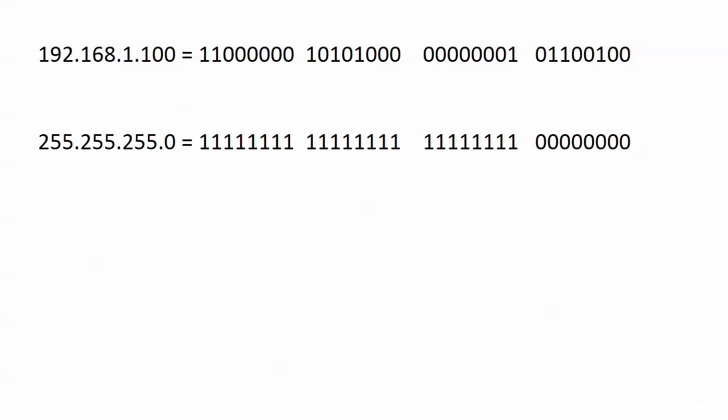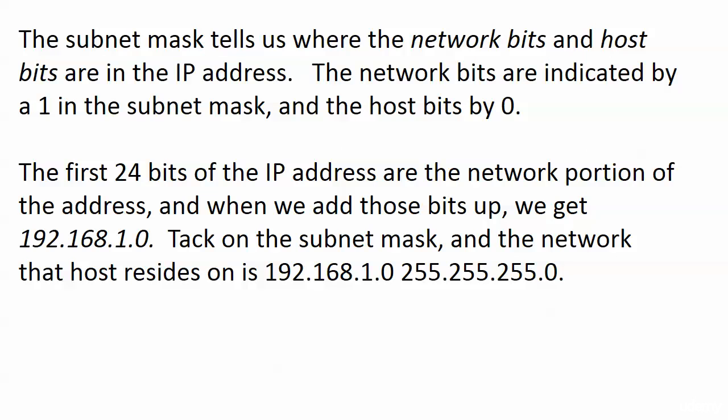But why did we do this to begin with? Why do we need to write the subnet mask out? Well, the subnet mask tells us where the network bits and the host bits are in the IP address. The network bits are indicated by a 1 in the subnet mask and the host bits by 0. Now the first 24 bits of this particular IP address are the network portion of the address. And when we add those bits up, we get 192.168.10.